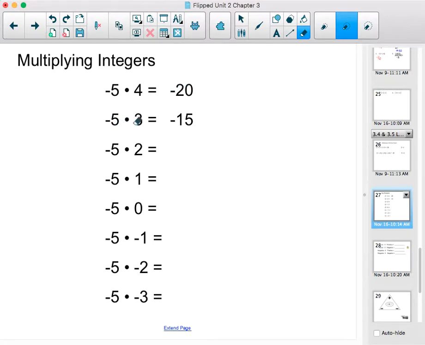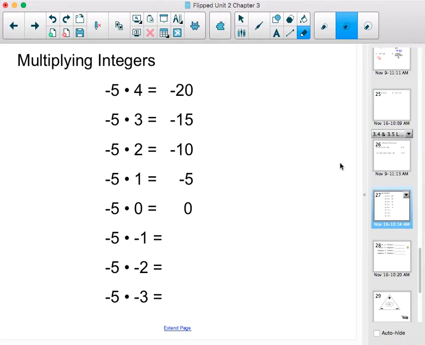5 times 4 is 20, but we have to remember to make our answer negative. Same thing here. 5 times 3 is 15. Make your answer negative. 5 times 2 is 10. Make your answer negative. 5 times 1 is negative 5. And 5 times 0 is 0.